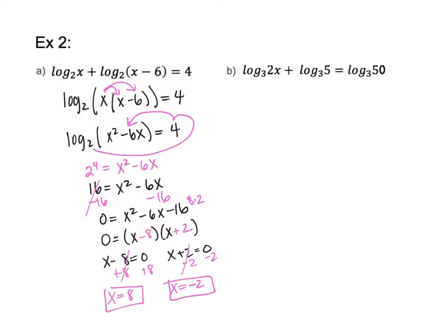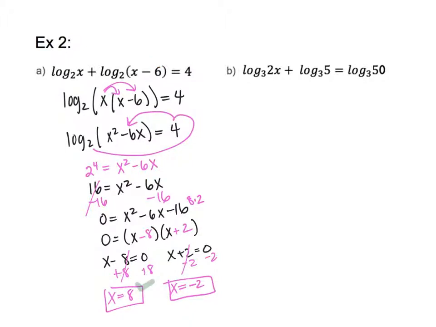But hold up, are they valid? Are they both valid? So let's check. 8, plug it into the original equation. The 8 in this log of x is just a positive number, so this side's okay. But here's an x in this log, so 8 plugged in here: 8 minus 6 gives you positive 2. So this 8 is fine.